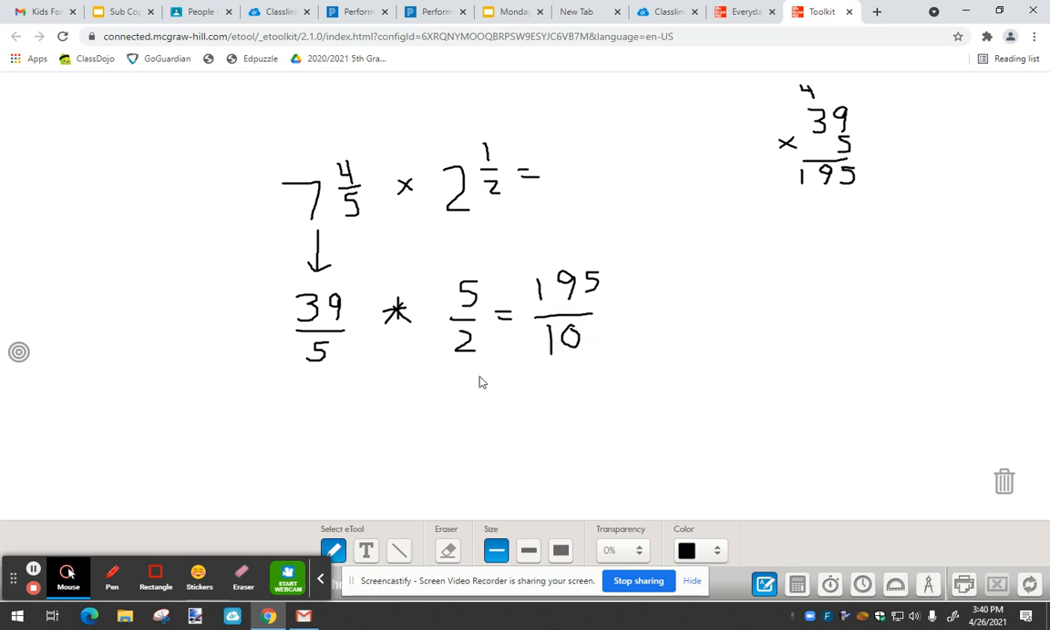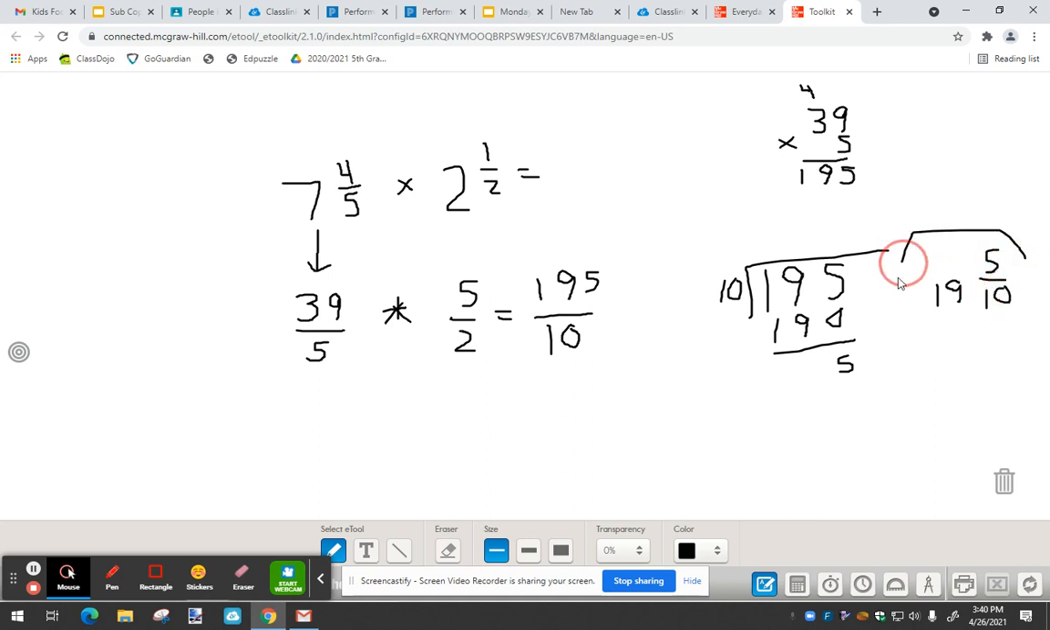So now I can look for an answer that is 195 tenths, or I can also do the division to say, well, what would be my new mixed number if I have 195 tenths? And that is a division problem. I know that I can take 19 times 10. I can make 19, that would be 190. And when I do the subtraction, I have 5 left over, so I can take my 5 as my new numerator and put it over my divisor 10 to get my new mixed number of 19 5/10.